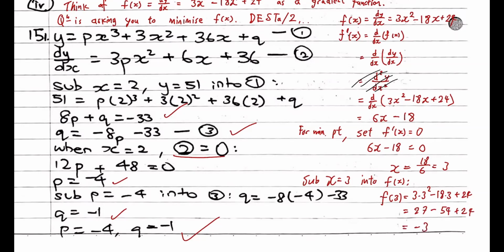Is it negative 3? Yeah, negative 3. Okay, so that's the minimum gradient. So find minimum gradient is find second derivative of dy dx. Then set it to 0.